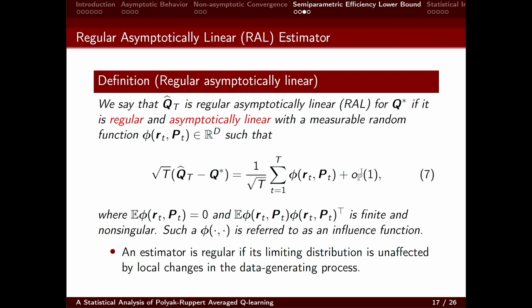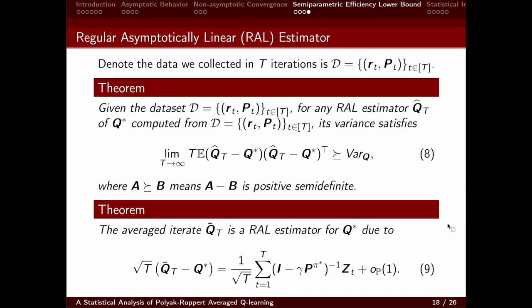Here, o_P(1) denotes a term that converges to zero in probability. And such phi in this decomposition is called an influence function. Our second result is that for any RAL estimator that is computed from the first T iterations of data, its asymptotic variance is always larger than VARQ, the matrix we already introduced earlier.